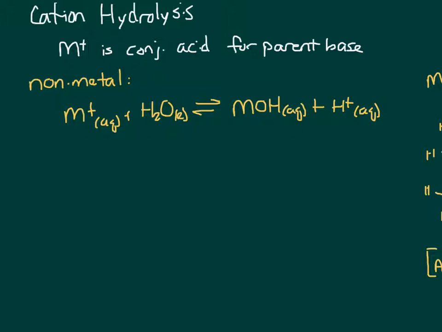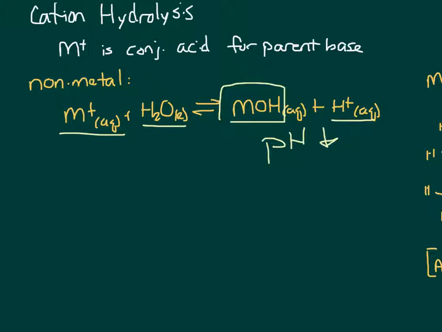All right, so cation hydrolysis. Looking at the positive. So M+, which is the metal, is the conjugate acid for the parent base. We have our metal, like sodium, that could react with water, which would then cause it to remake that parent base and release hydrogen ions. And when we release hydrogen ions, your pH value is going to decrease or get lower. You're going to make a more acidic situation.